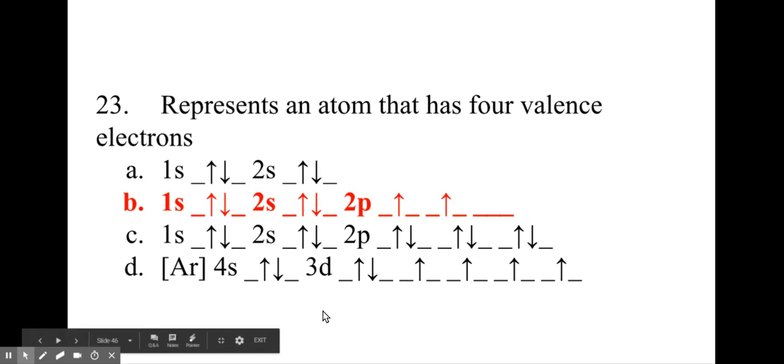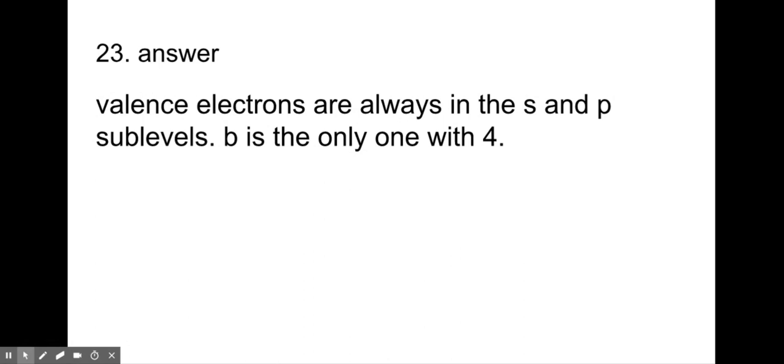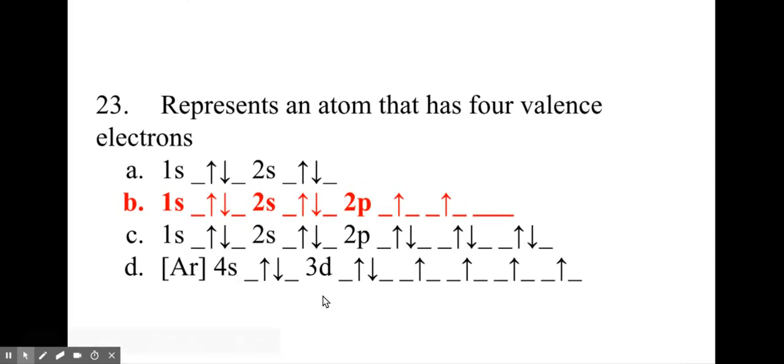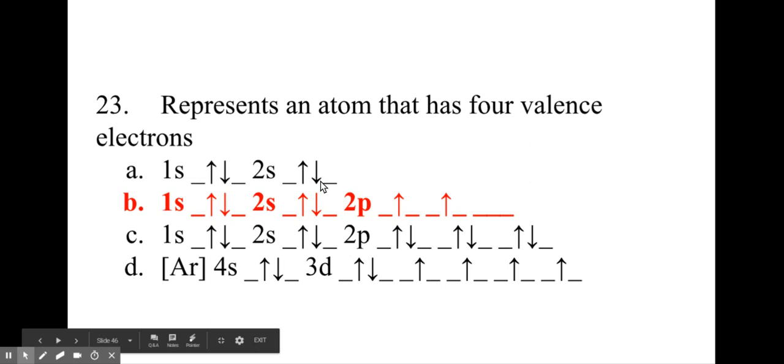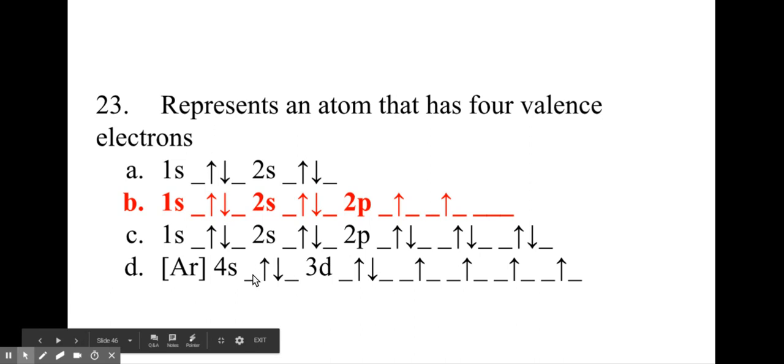23 represents an atom that has 4 valence electrons. Well, valence electrons are always in the S and P sublevels. So let's take a look at those S and P sublevels for valence electrons. Here I've got 2 valence electrons. Here, 1, 2, 3, 4. There's our answer. Notice how many valence electrons we have here in your highest level S and Ps. We've got 8 of them. And then here we've got, what's my highest level? Right there. These are my valence electrons at only 2.